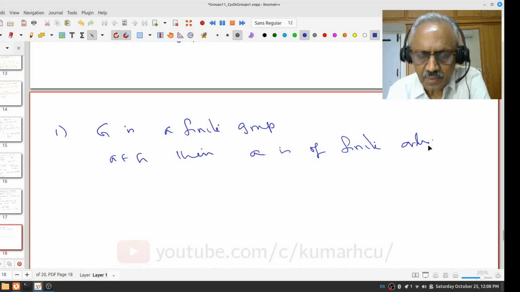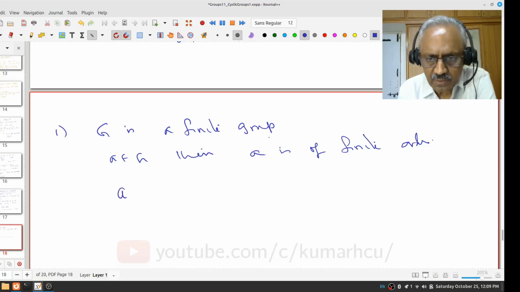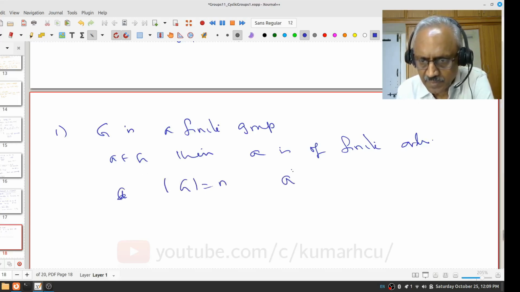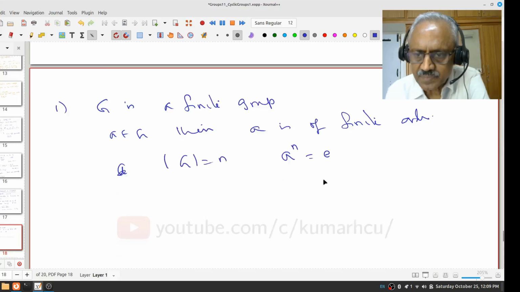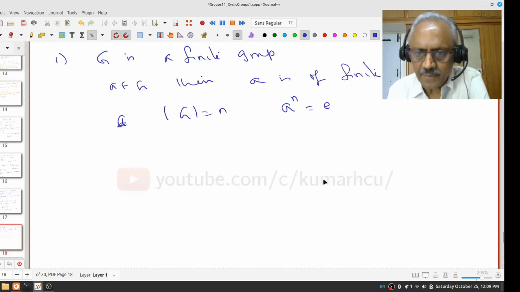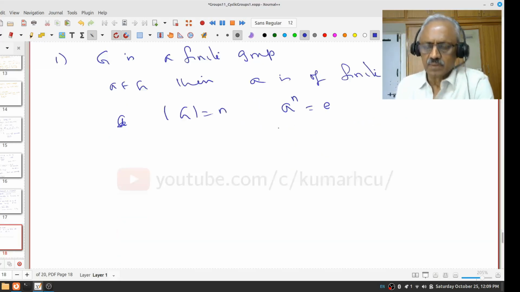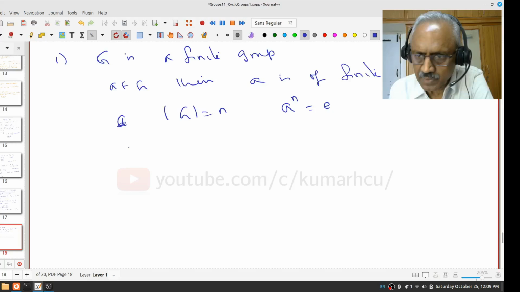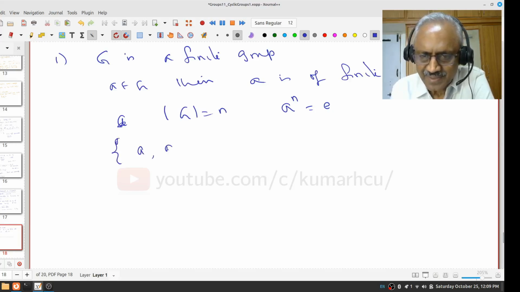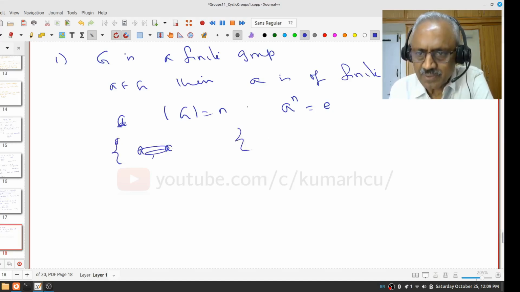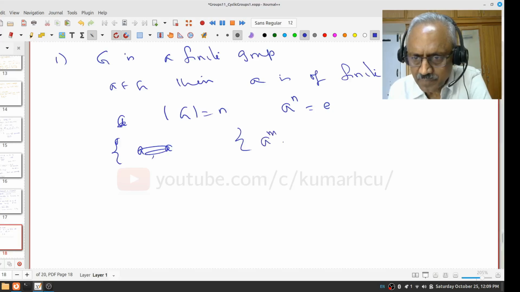Why? Let the number of elements in G be equal to n. Then I claim A to the power n is identity. We have to prove that. Let us assume, I hope I can prove it. So I have A, and let us look at A to the power m, where m is over Z.